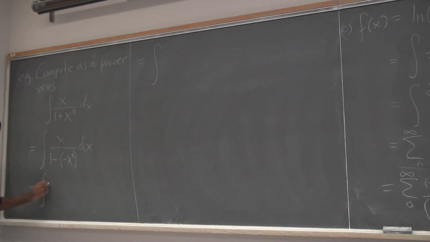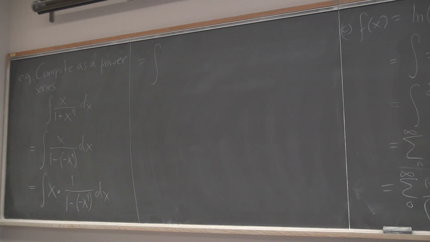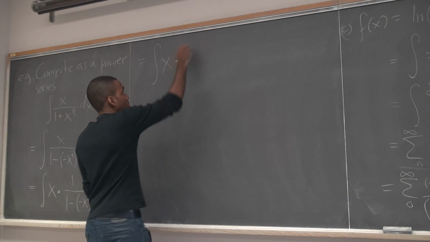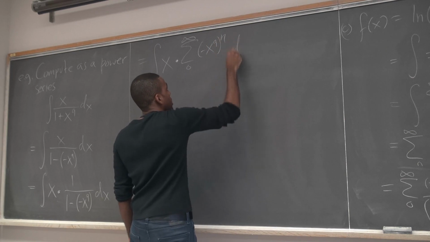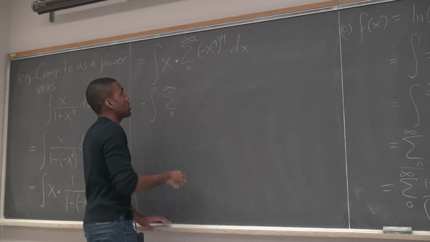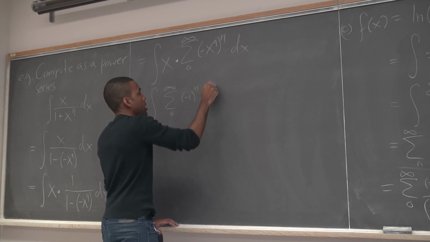Basically, I can think of this as x times 1 over 1 minus x to the 9. So this is just x times what? The series of negative x to the 9th to the n. In other words, this is the series from 0 to infinity of minus 1 to the n, x to the 9n plus 1.